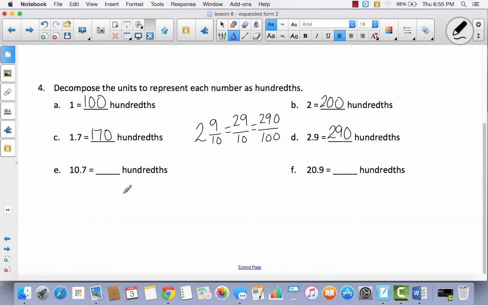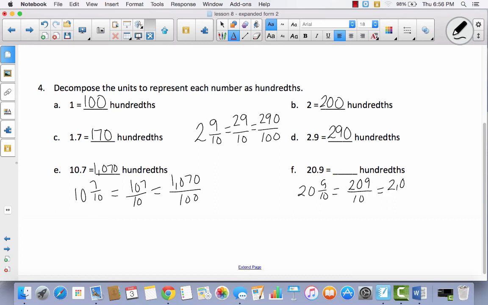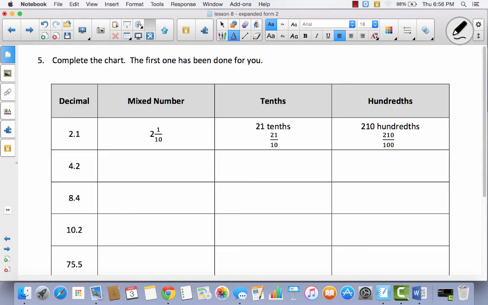Okay, so hopefully you thought to yourself, okay, I've got 10 and 7 tenths. That's equal to 107 tenths, which is equal to 1,070 hundredths. So that would make this 1,070. If this is 20 and 9 tenths, that's equal to 209 tenths, which is equal to 2,090 hundredths. See if you can find the pattern in that. Okay? All right.